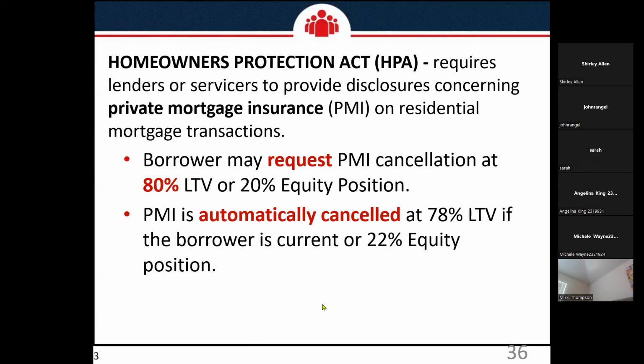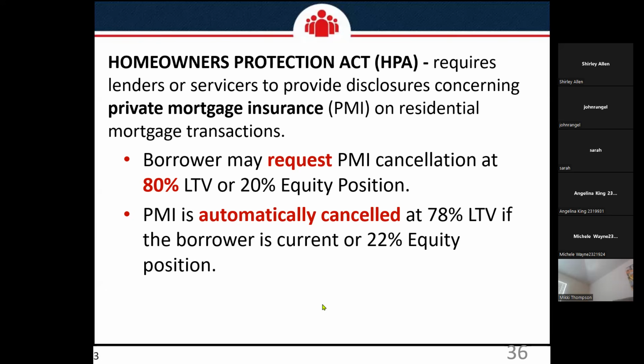Any questions about PMI? You can post them in the chat. Actually, this one is going to result in 4 questions. I want you to be aware. When they ask the question and it has to do with LTV, which is loan to value, your answer is going to be 80%.